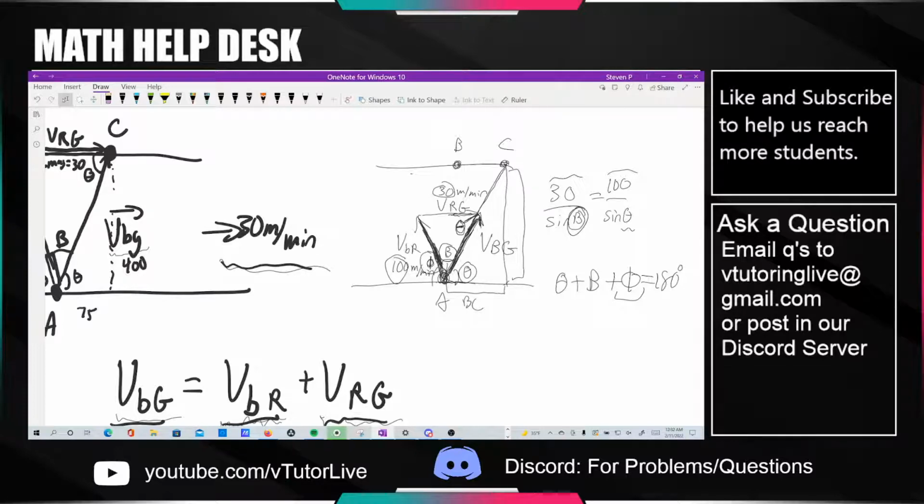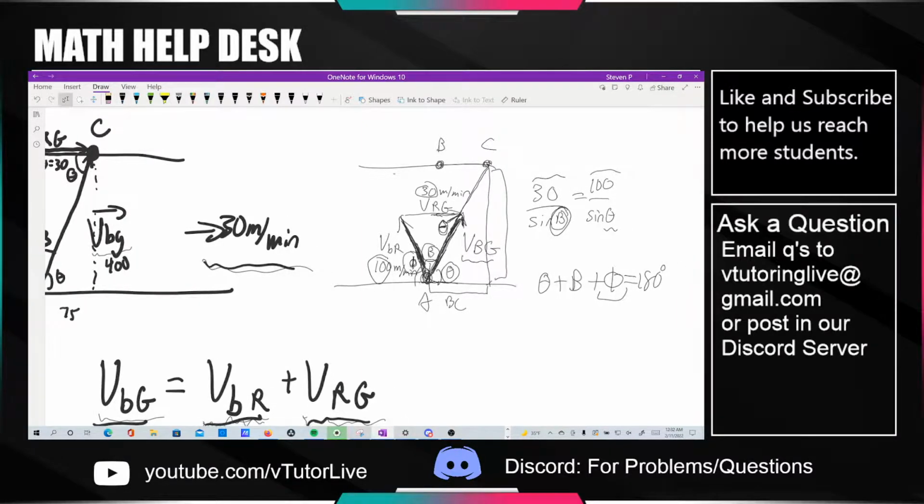What else are they asking? How long will it take to cross the river? Well, that's just asking you to get the velocity vector, VBG. We already have some information about its angle. Now we just need to get its magnitude. And I think we can grab that information from the law of sines. Sorry, or maybe the law of cosines.